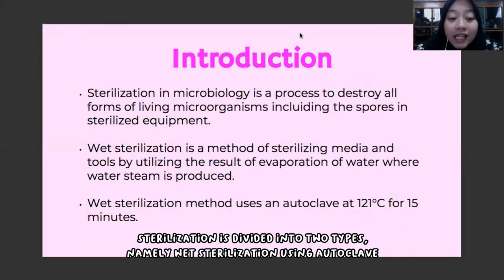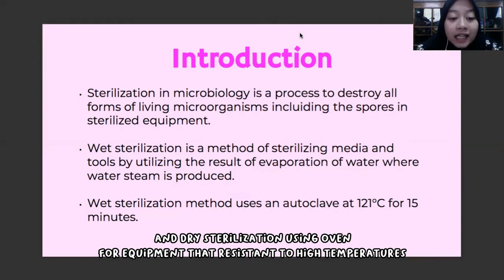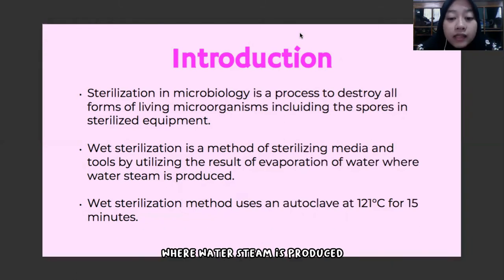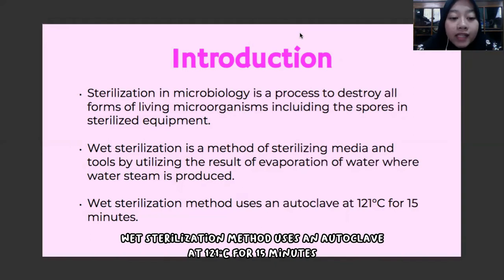Then, sterilization is divided into 2 types, namely wet sterilization using autoclave and dry sterilization using oven for equipment that is resistant to high temperatures. Wet sterilization is a method of sterilizing media and tools by utilizing the result of evaporation of water, where water steam is produced. Wet sterilization method uses an autoclave at 121 degrees centigrade for 15 minutes.